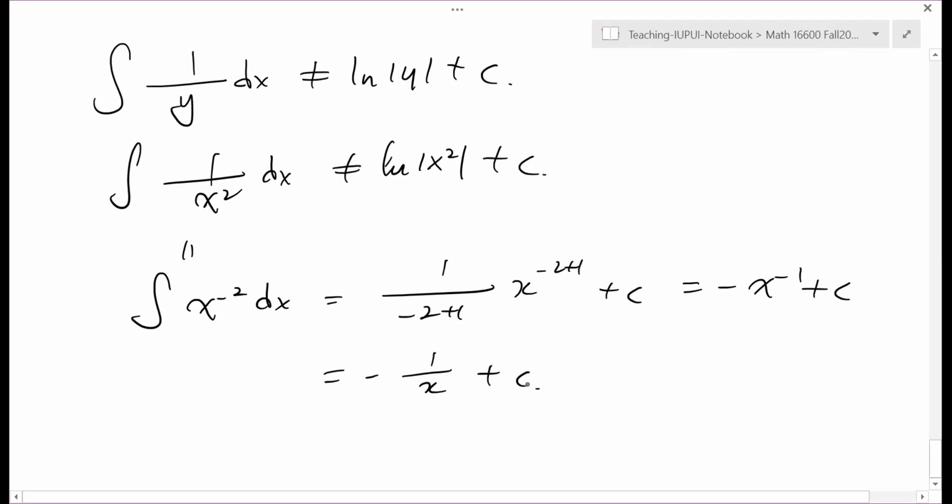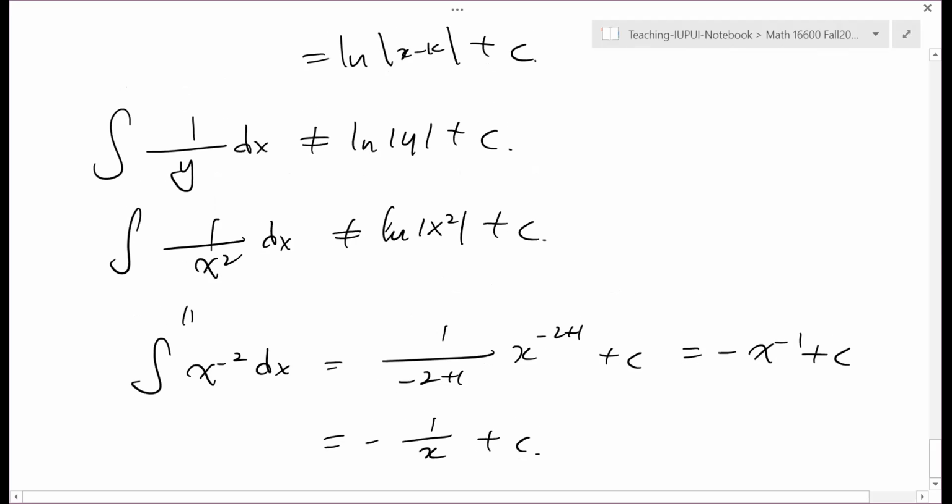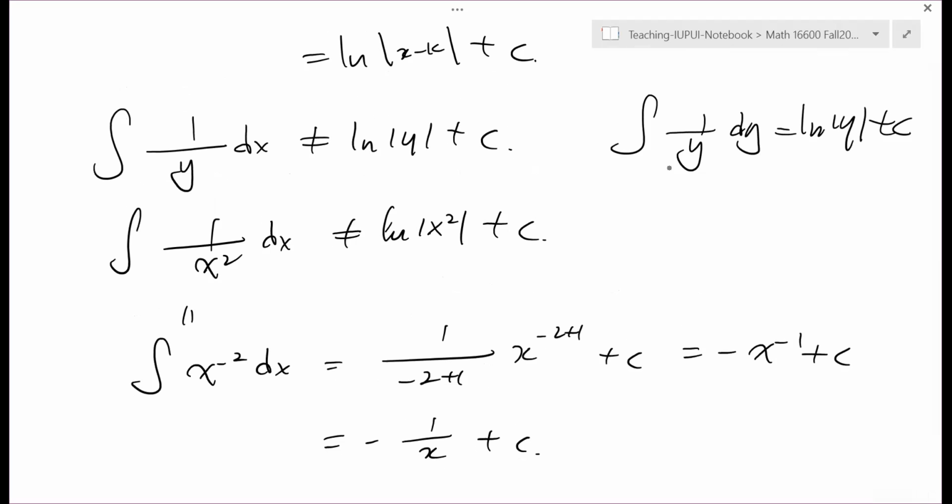So you have to pay attention to the variable, okay? The integral of 1 over y dx, with respect to x, not with respect to y. So it's not going to be natural log of absolute y plus c. Now, if I change the variable, then this is correct, okay? So this is the integral with respect to the y variable.